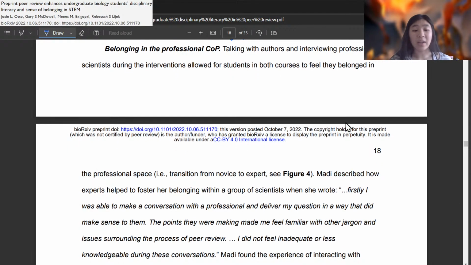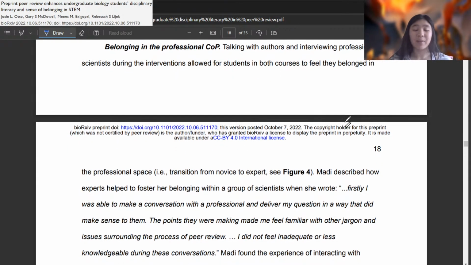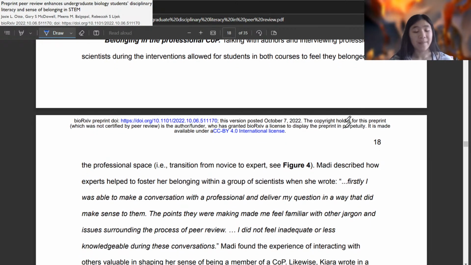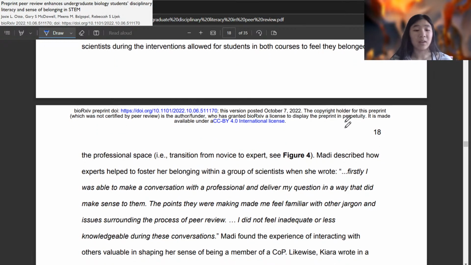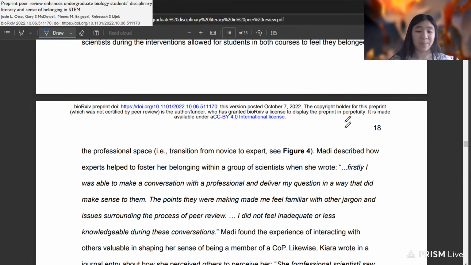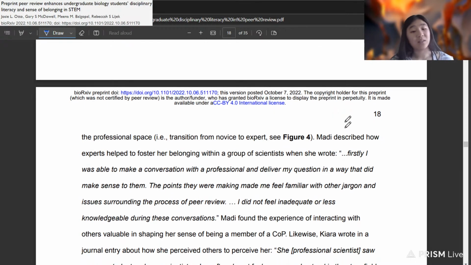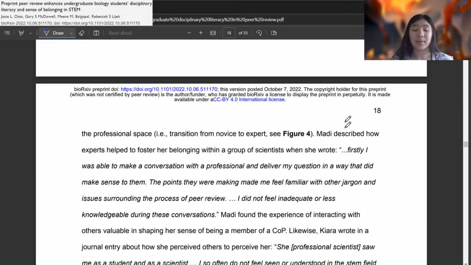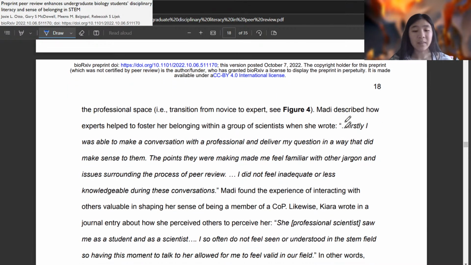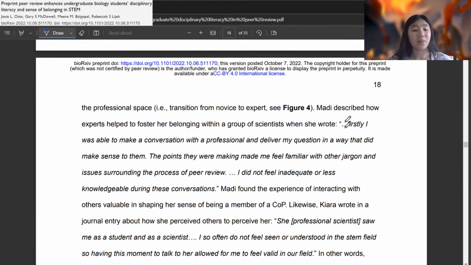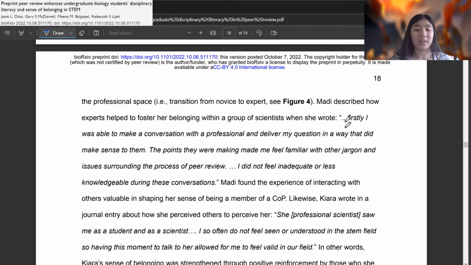Maddie described how experts helped to foster her belonging within a group of scientists when she wrote, "Firstly, I was able to make a conversation with a professional and deliver my question in a way that did make sense to them. The points they were making made me feel familiar with other jargon and issues surrounding the process of peer review. I did not feel inadequate or less knowledgeable during these conversations." Maddie found the experience of interacting with others valuable in shaping her sense of being a member of the community of practice, or community of scientists.